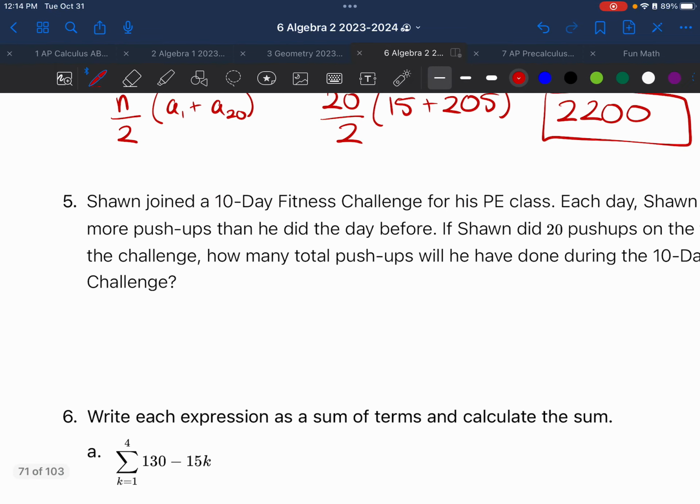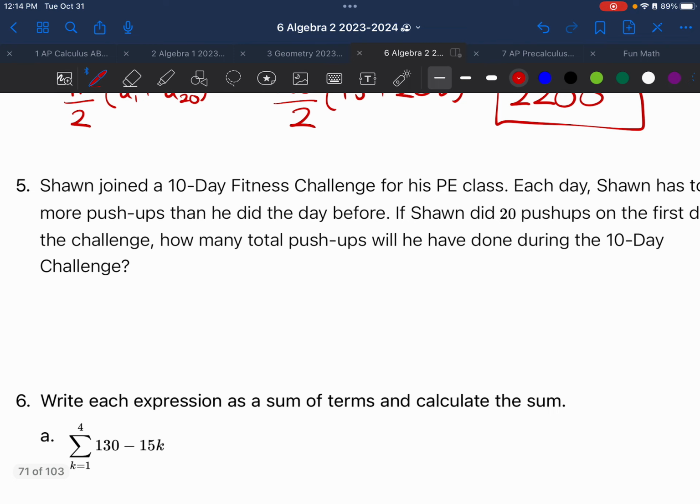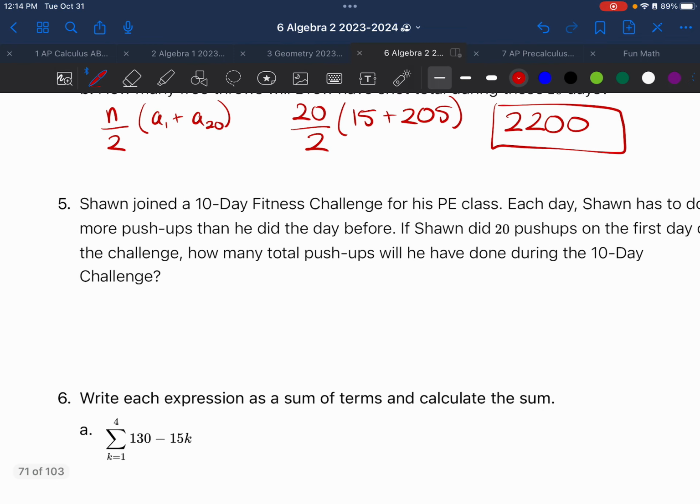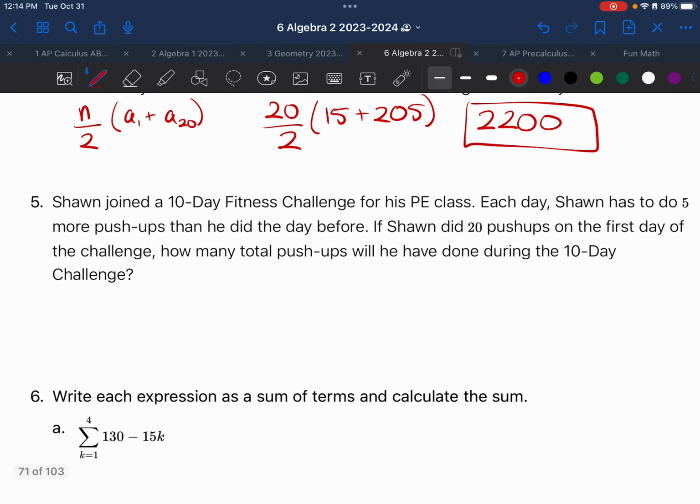On to number 5. Sean, he joined a 10-day fitness challenge for his PE class. Good job, Sean. All these students are so healthy. Each day, Sean has to do 5 more push-ups than he did the day before. If Sean did 20 push-ups on the first day of the challenge, how many total push-ups will he have done during the 10-day challenge?